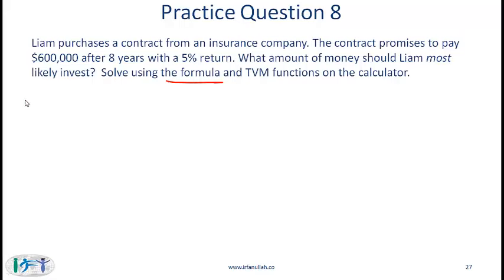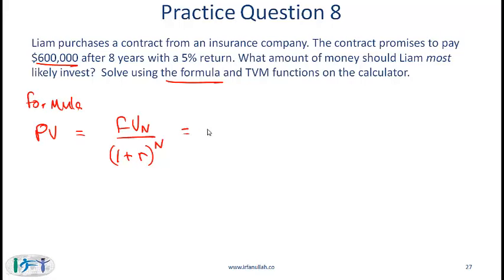Using the formula, here is what you should do. The contract will pay 600,000 after 8 years. So that's the future value. The present value is equal to the future value divided by 1 plus r to the power of n. And if we plug in, the future value is 600,000 divided by 1 plus r.